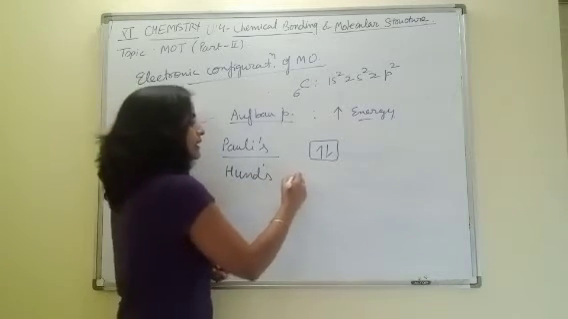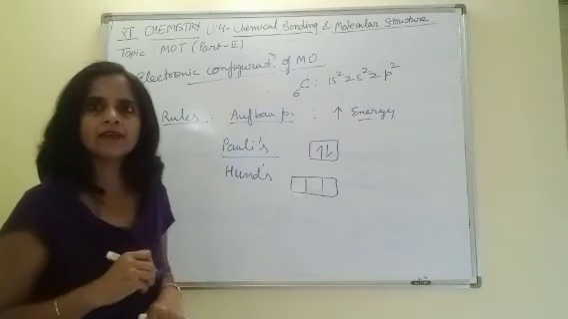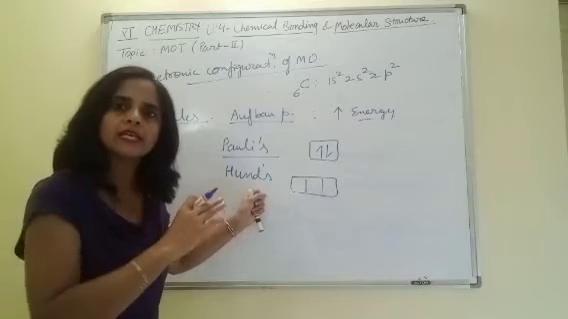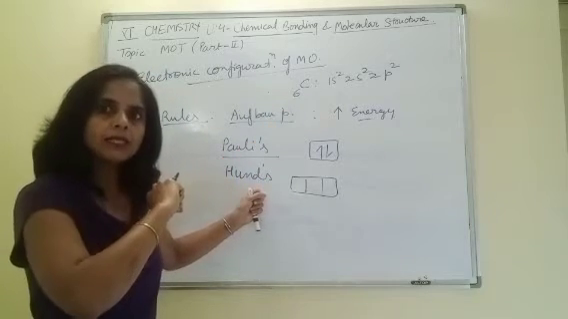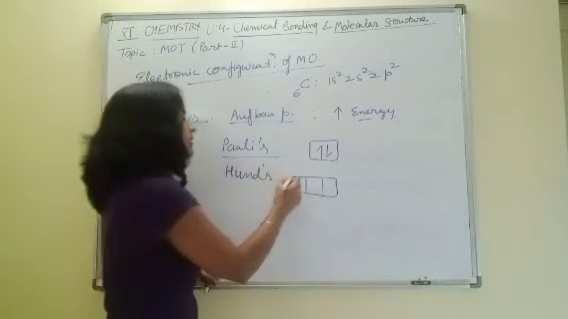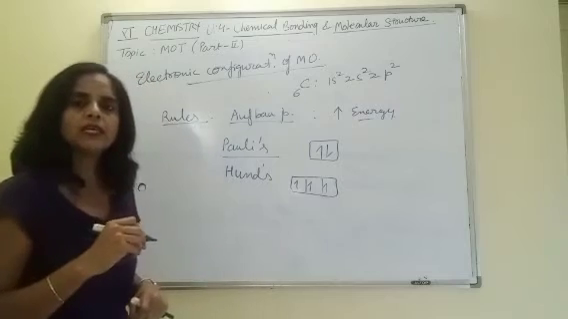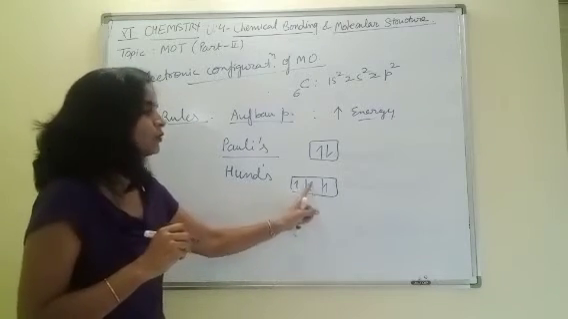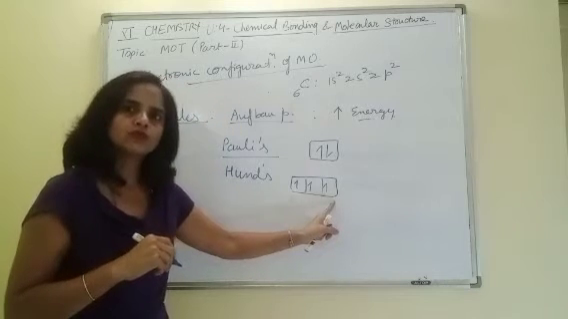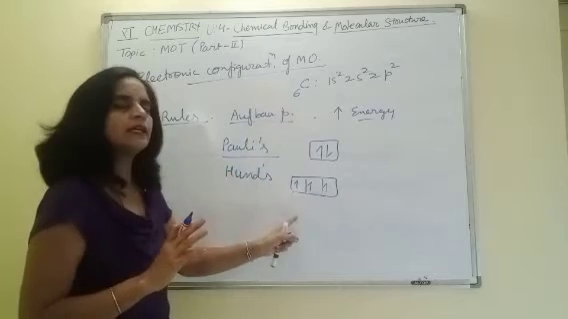Like in p, there are 3. In d, there are 5. In f, there are 7. So this principle says that electrons are filled one by one, meaning pairing doesn't take place until each one is singly occupied. Like in the case of p: p1, p2, p3. Pairing starts with p4. Clear now? These three rules were there.